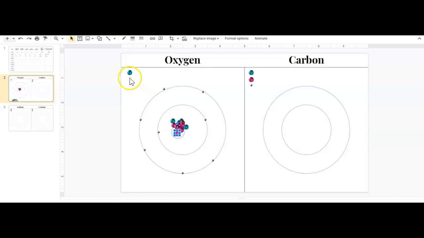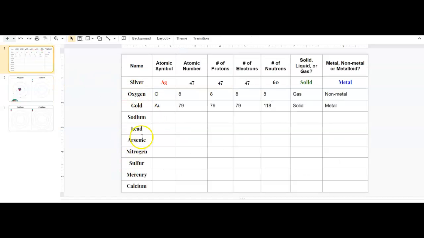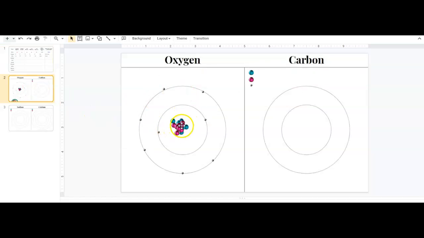And all of these elements are on the data table that the kids already built, so they don't have to look necessarily at the periodic table to fill these out. So there we go. This is my oxygen.